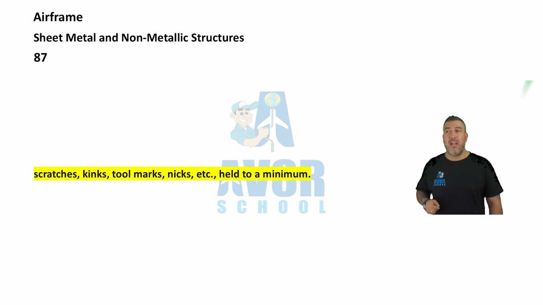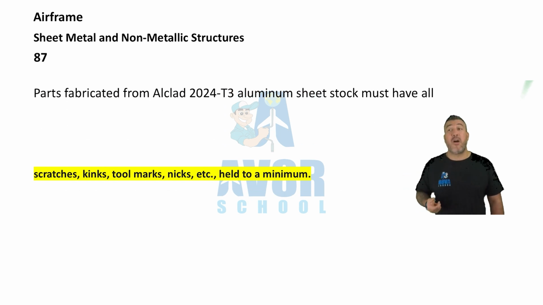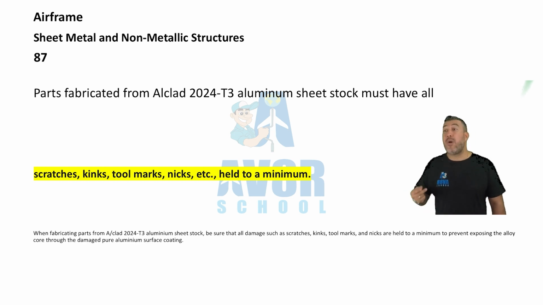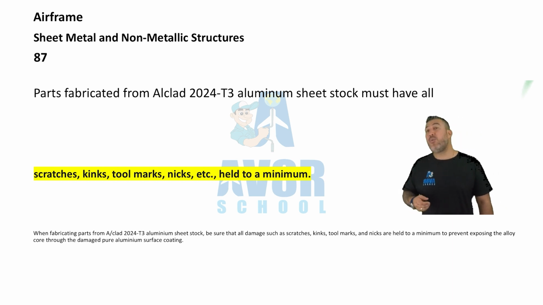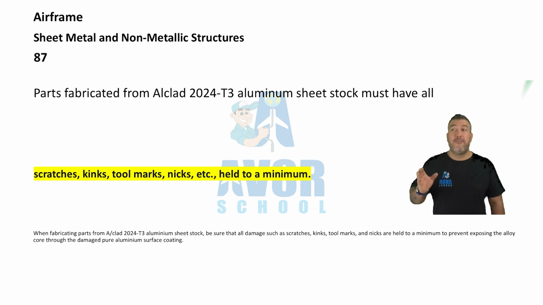Number 87. Scratches, nicks, tool marks, kinks, held to a minimum. So parts fabricated from an Alclad 2024 T3 aluminum sheet should have scratches, kinks, tool marks, and nicks held to a minimum. So be careful with a 2024 T3 aluminum sheet stock. It must be free of scratches, nicks, and tool marks, held to a minimum.